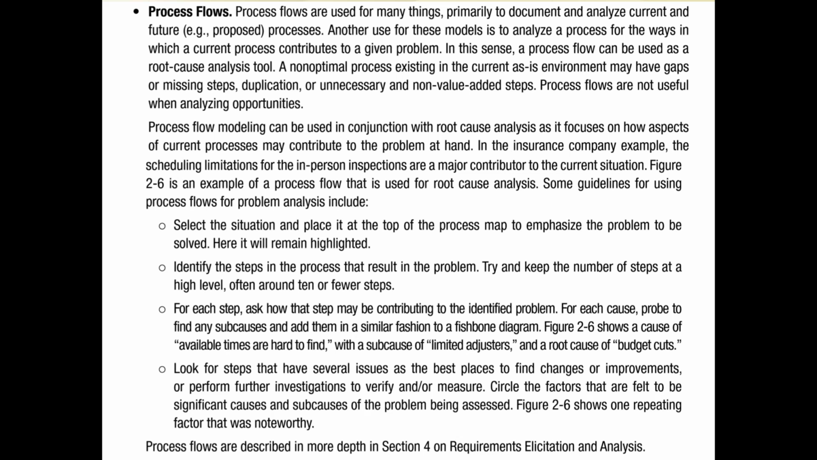Look for the steps that have several issues as the best places to find changes or improvement. Where there is a concentration of problems, that is where we have to solve it or perform further investigation to verify or measure. Circle the factors that are felt to be significant causes and sub-causes of the problem being assessed, and then repeat this factor again.